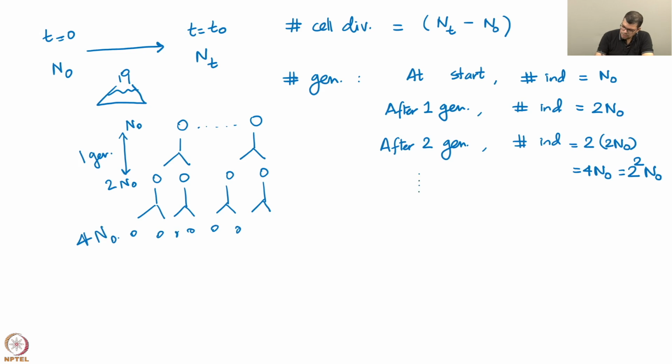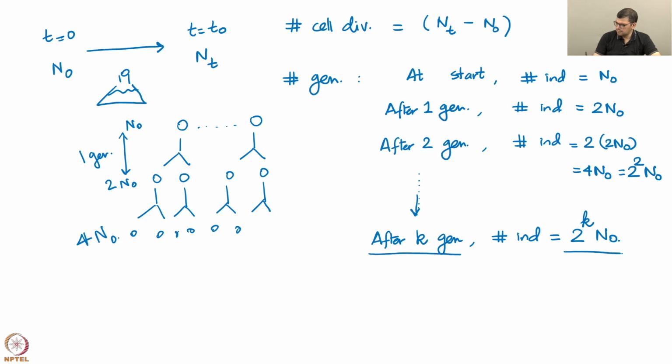What you should realize at this point is that if we keep doing this process over and over again, we will get this relationship that the number of individuals after k generations is simply equal to 2 to the power k times n naught. Because for every generation we simply multiply the number of existing individuals by 2, because in one generation every individual is dividing exactly once. Hence, at the end of k generations, we have this many individuals.